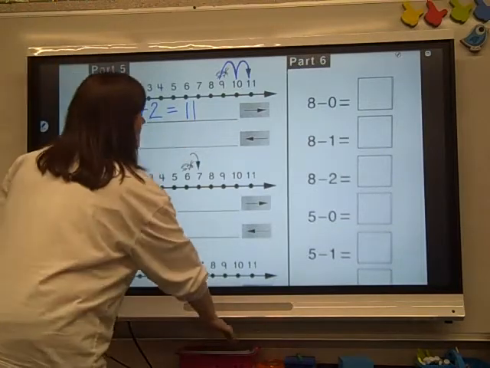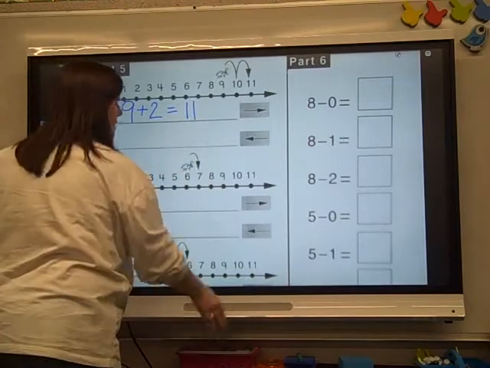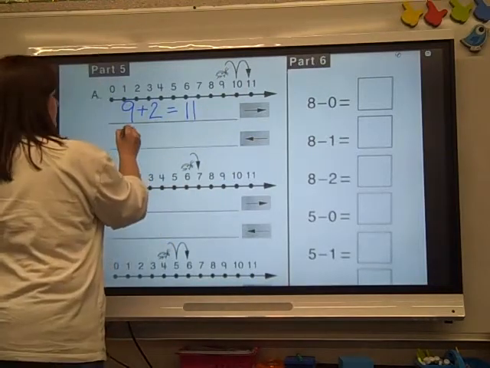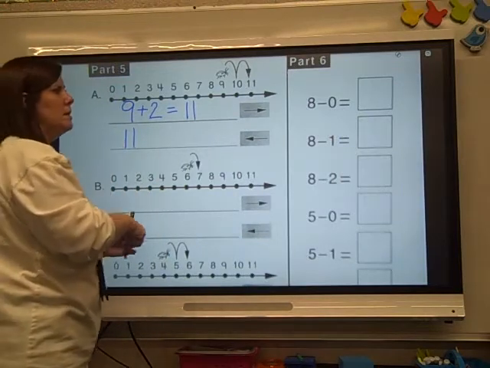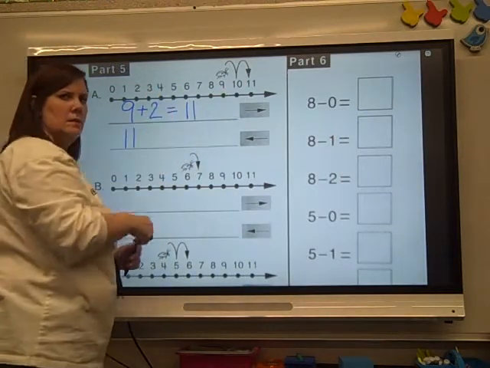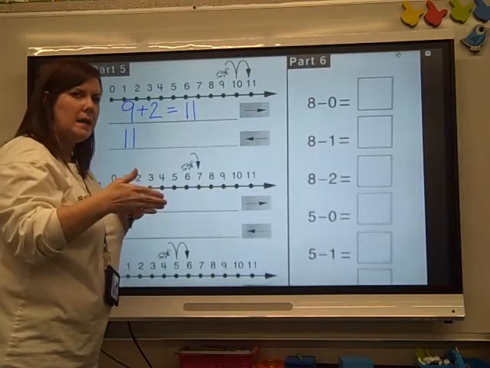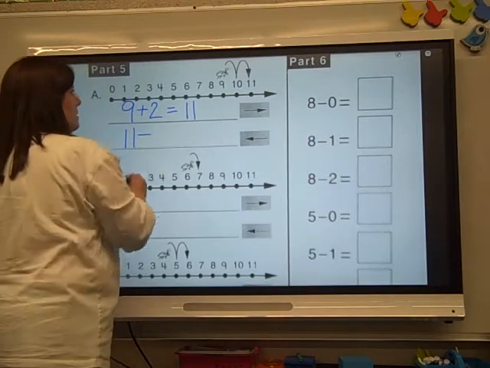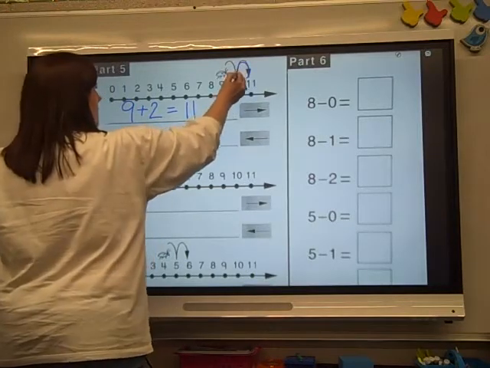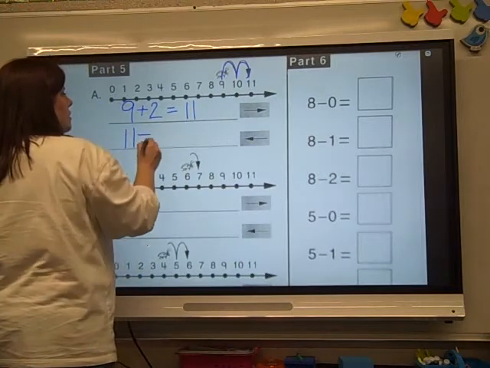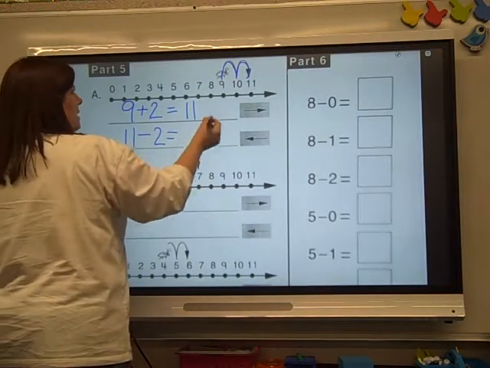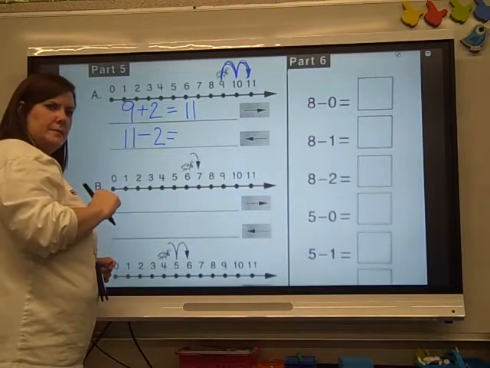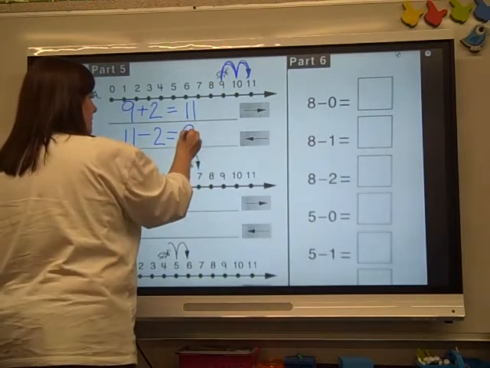Well, now our bug is sitting on that 11. So now he's going to hop, look at our arrow. Now he's going to hop back the other way. So he's sitting on the 11. Put 11. So if he's hopping back this way, is he adding or is he subtraction? Taking away, minus. Minus, isn't it? Now how many times did he hop? 2. Now, he landed back where he started. Where's that? On the 9.